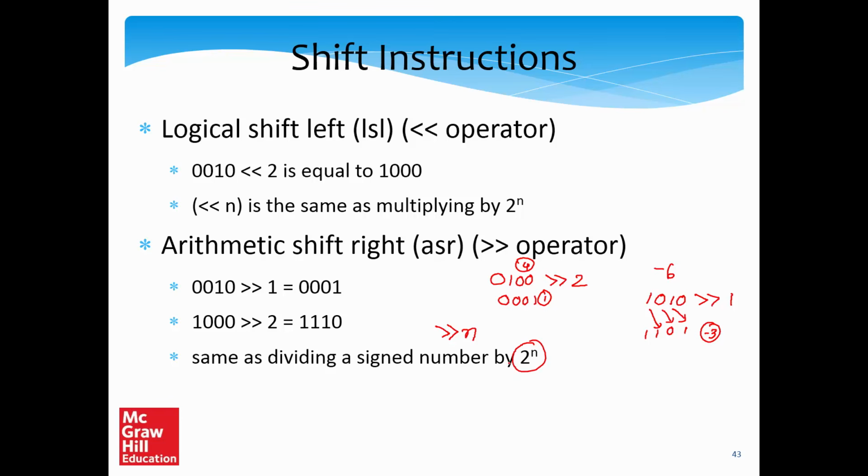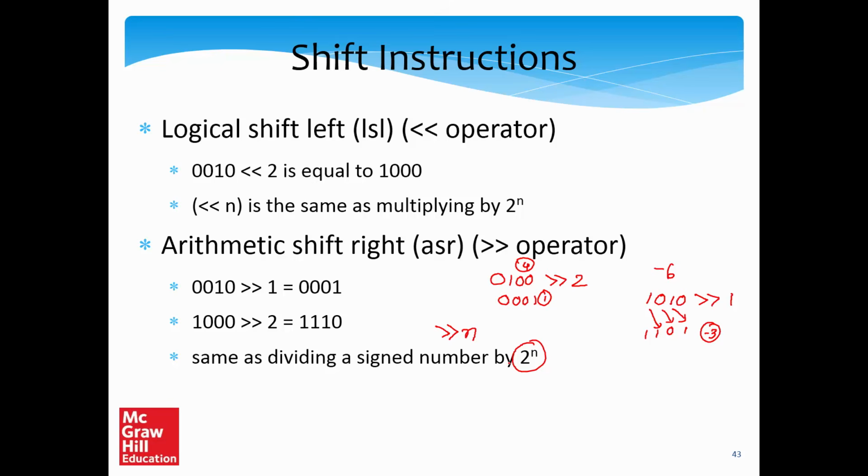So a logical left shift and an arithmetic right shift are essentially very useful operations, and they help us in multiplying or dividing numbers by 2 raised to the power n, by any power of 2.